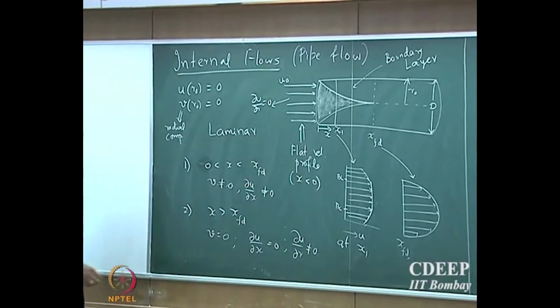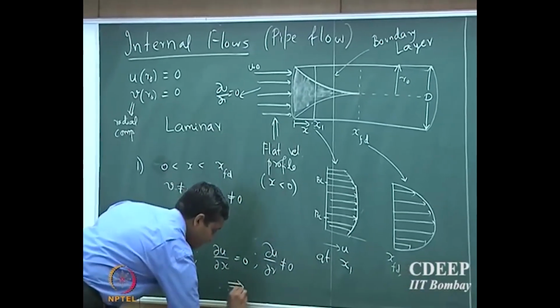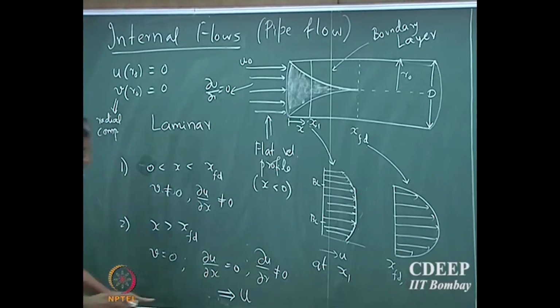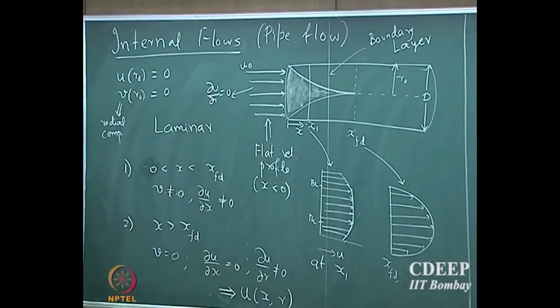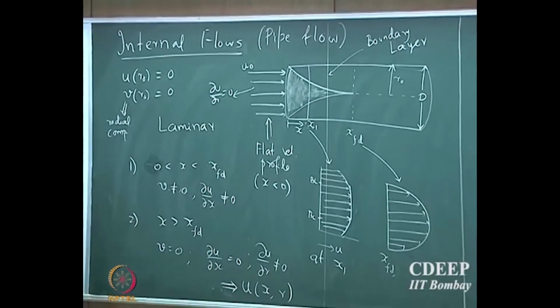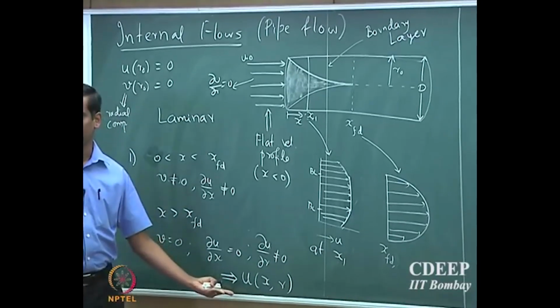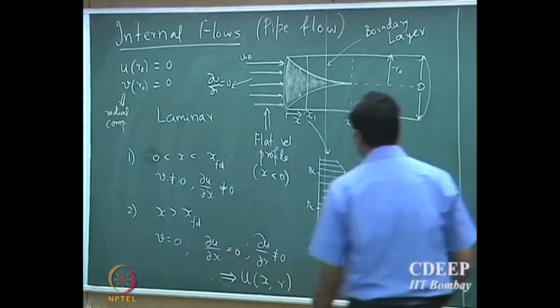So this immediately implies that the velocity, the x component velocity, is now a function of both x and r. So that's an immediate implication. It's now going to be a function of both x and r. So with this, let's see what to do.